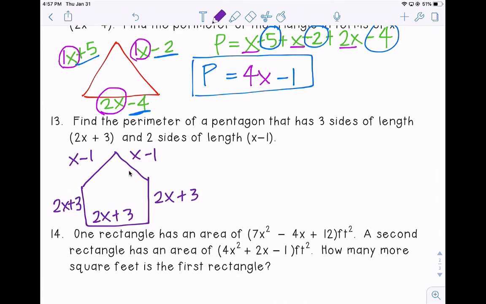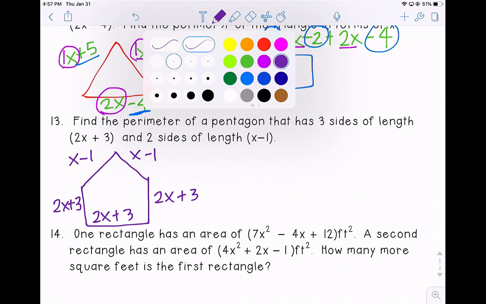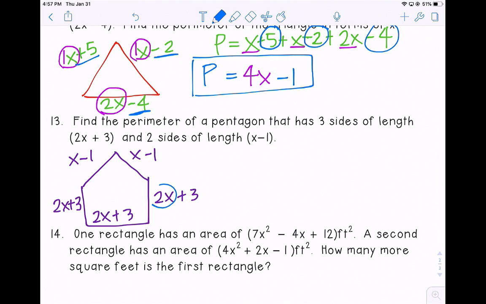So perimeter, we're adding up all 5 sides. When we add, we put all the like terms together. So my like terms are going to be 2x, 2x, 2x, another 1x, and one more 1x. So this would be 2, 4, 6, 7, 8x.